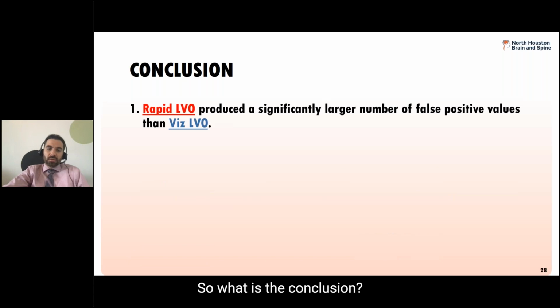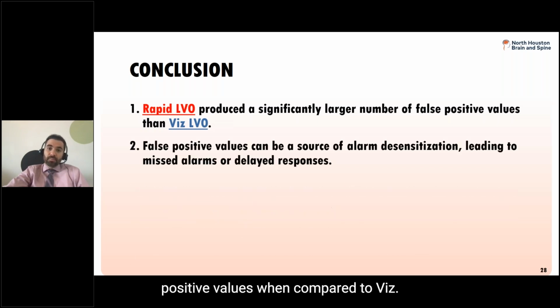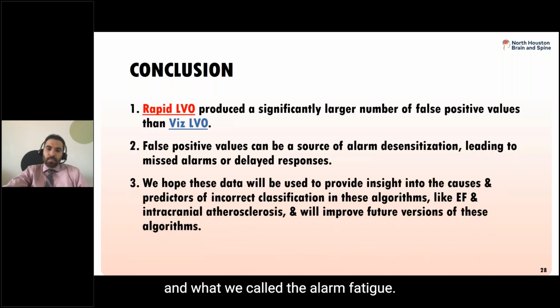So what is the conclusion? The conclusion was that Rapid LVO produced a significantly larger number of false positive values when compared to Viz. The false positive values can be a source of alarm desensitization, leading to missed alarms and what we call alarm fatigue. We hope that these data can provide insight into the causes and predictors of incorrect classification, like the ejection fraction and intracranial atherosclerosis, and will improve future versions of these algorithms.